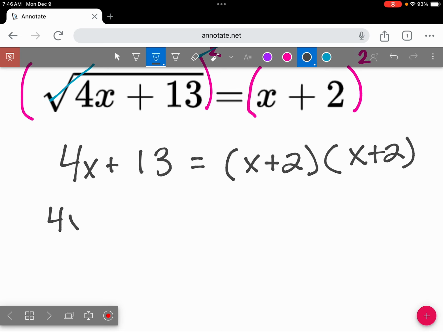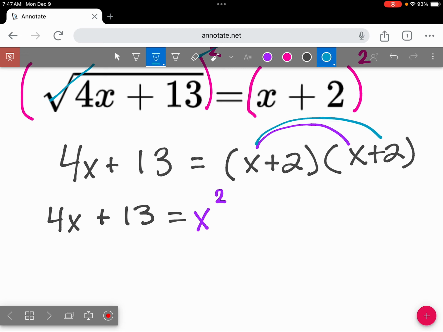So we're going to have our 4x plus 13 equals, we're going to have our x times x giving us x squared. X times 2 is 2x. X times 2 is 2x. I have 2 of those, so we have a total of 4 x's plus 4. However you choose to multiply it out, whether it's distributing, boxing, FOIL, however you want to do it.